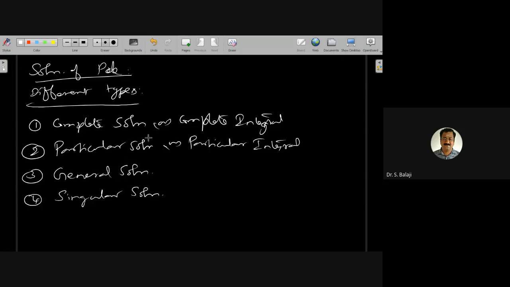Complete solution or complete integral, particular solution or particular integral, general solution, singular solution. That type of thing we can identify in a solution of PDE. First, what is complete solution that you are going to consider here?